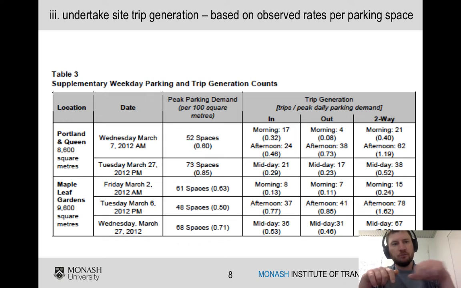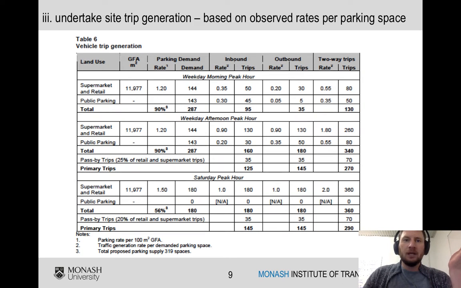Go out there, look at Portland and Queen. You'd have some data about how big it is. You also were out there counting how many spaces were occupied at the peak period. And then you watch how many people drive in and out of the driveway, and that gives you a rate per space or a rate per square metre of developed floor area. And so you basically just take all these numbers and plug them into a table, and out come the number of trips your development is going to generate, or an estimate thereof.